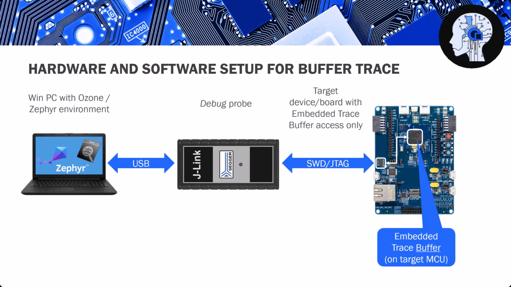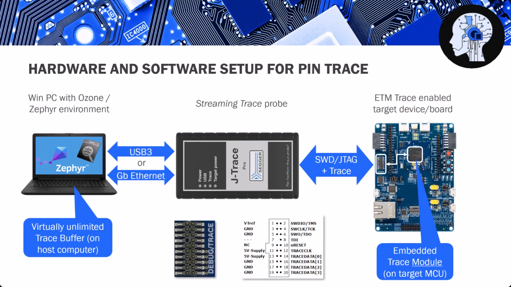Tracing using the on-chip trace buffer can certainly be helpful, but due to the small size of the trace buffer, usually only a few kilobytes, the amount of trace data that can be recorded is also quite limited. If your target device and your target board support tracing via dedicated trace pins, it is much better to get a SEGGER J-Trace streaming trace probe and connect to your target that way. Using the on-chip embedded trace module in combination with a SEGGER J-Trace gives you the full benefits of tracing, like a virtually unlimited trace buffer, as well as live code coverage and live code profiling.